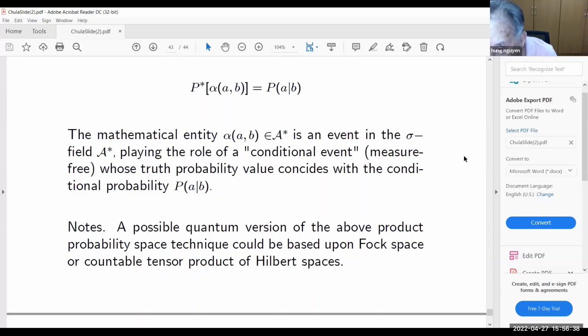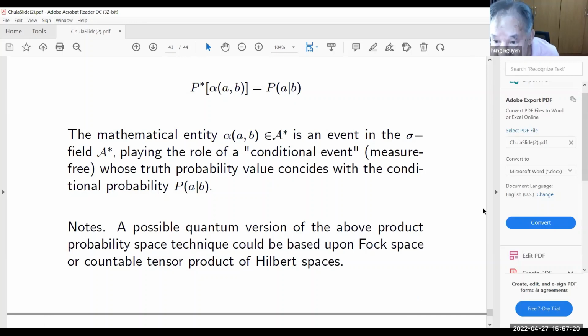Very interesting, very important. And here is the hint for you, but we don't have time yet. A possible version of the above product property space technique could be based on Fock space or countable tensor product of Hilbert spaces. Rather than product like this, you take tensor product. Okay, so that is what we think. I don't know if I have time to do that, but I think that we put that on Google, so see what happened.